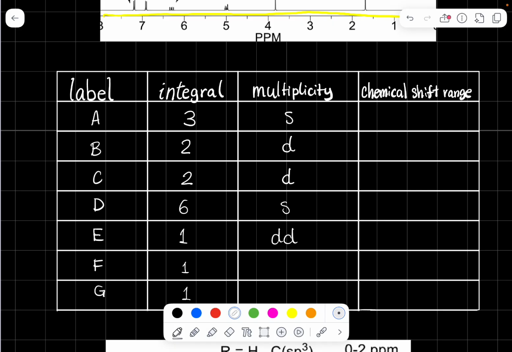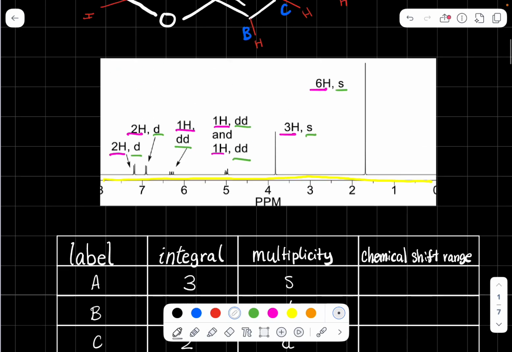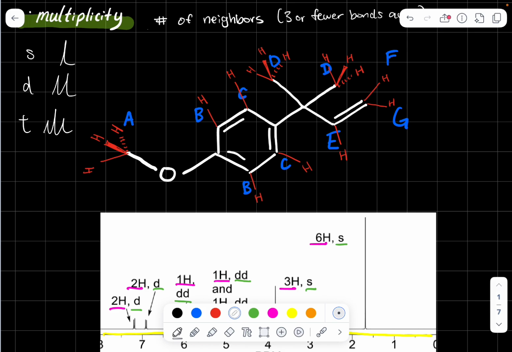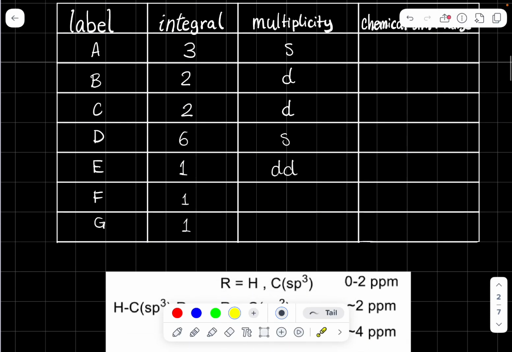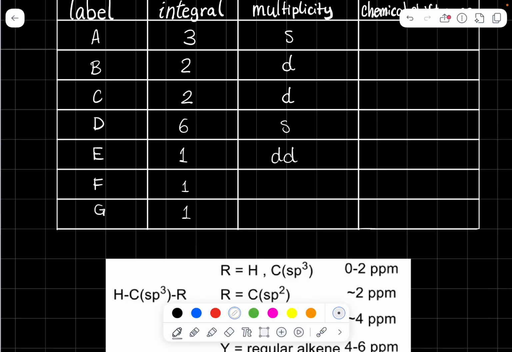If you have time, I would encourage you to pause this video here and try to determine the multiplicity labels for F and G. Hopefully you had some time to try that out. If we catalog the neighbors for proton F, you see that it neighbors 1 proton G and 1 proton E. Therefore, proton F is also a doublet of doublets. Do the same thing with proton G, and you should get that it is also a doublet of doublets.